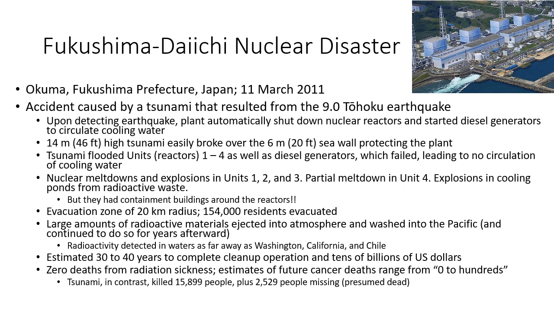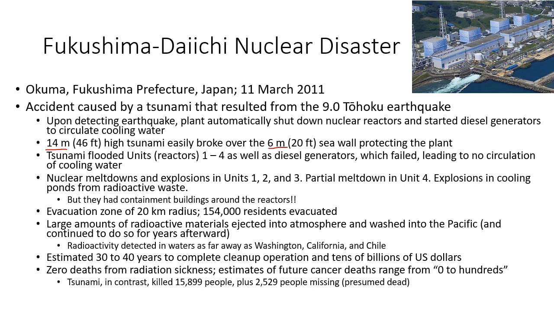But the tsunami, which was 14 meters, breached the 6-meter seawall that was protecting the plant. And unfortunately, whoever designed this plant put the diesel generators in the basement. So they flooded, they shut off, and that shut off the cooling water that was supposed to be circulating around the nuclear core. The tsunami flooded reactors 1 through 4, and we had nuclear meltdowns in units 1, 2, and 3, and then a partial meltdown in unit 4.